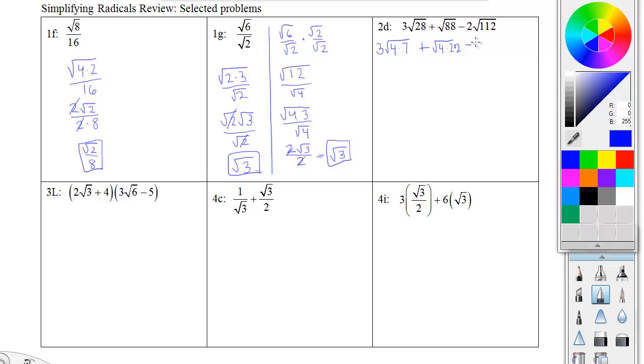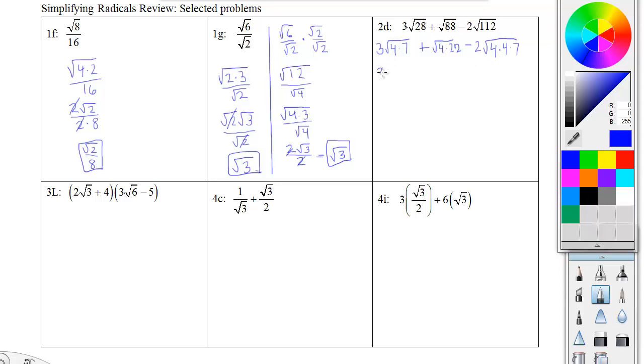And then 112 probably has 4 in it. It's at least 4 times, what, 25, 26, 27, 28. 4 times 28, which means it's 4 times 4 times 7, or 16 times 7. So now that we see that, let's move on here.